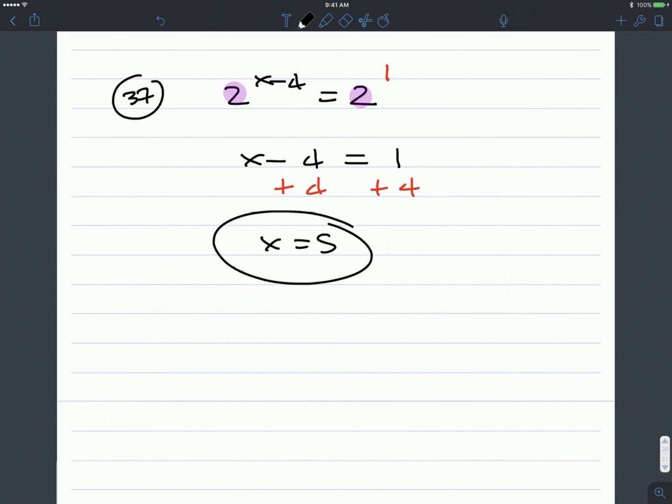Now, I mean, go back and double check. Let's see if this makes some sense to us, right? Because finding a solution, we're saying x is 5. So if I plug in 5 for that x, don't I get 2 to the 5 minus 4 power, which is 2 to the first power? What's 5 minus 4? 2 to the first power. Is that 2 to the first power? Sure is. Solution. So you're solving what's called exponential equations. These are some very specific exponential equations, but that's where you start.